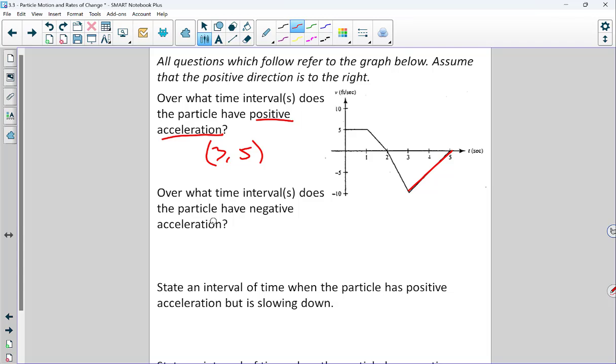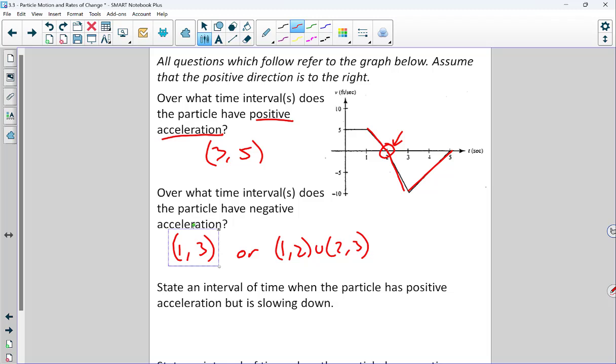Over what time interval does the particle have negative acceleration? That would be anywhere it's decreasing from 1 to 3. Now on this one, I might be willing to say, well, at t equals 2, we have a cusp. So that means the derivative actually does not exist at t equals 2. So can you really say that the acceleration is negative at t equals 2? So I would say this is probably a fine answer, but if you wanted to break this into 2 intervals, that would also be fine.